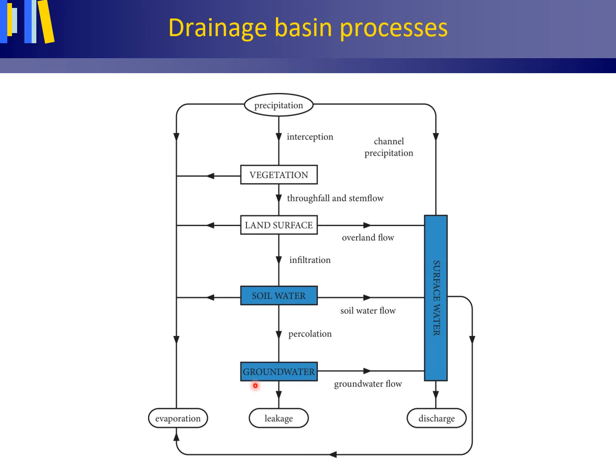But we also have storages within the system, which are given with these rectangles: vegetation, land surface, soil water, groundwater, and surface water. And soil water and groundwater and surface water are also the subjects of the coming chapters 3, 4, and 5. As a water balance, input as a volume per unit of time equals output as a volume of water per unit of time plus change in storage over time.